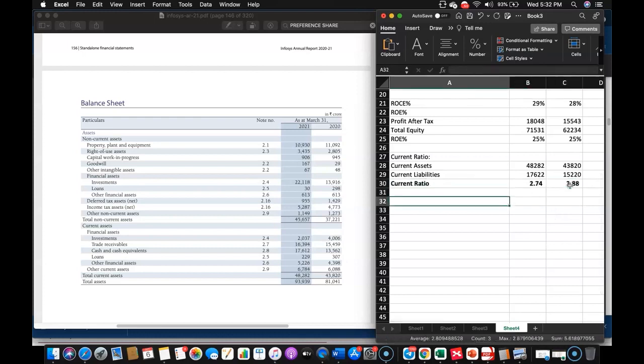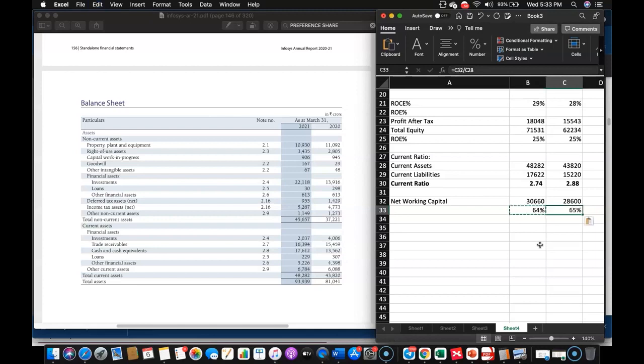Let's try to understand how their net working capital will look. Net working capital is current asset minus current liability. It is 30,660 crore; previous year it was 28,600. Expressed as a percentage of current asset, they are contributing 63.5% or 64%. It means long-term funds of 64% are used for creating the current assets.